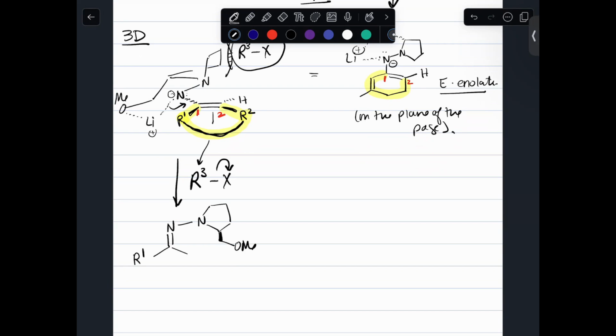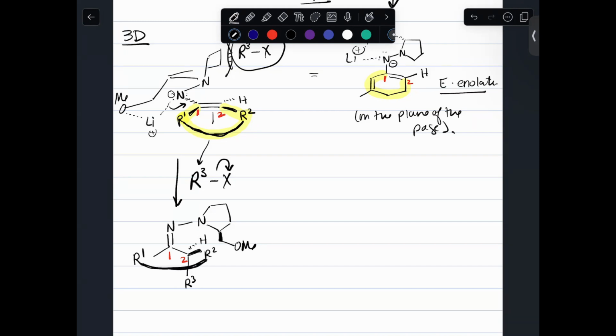Now here's the part where I want to focus. Just like before, at carbon 2, R3 came in from the bottom. Just like before, R2 wedged and hydrogen dashed. The difference is that R1 and R2 are bonded through a ring structure.